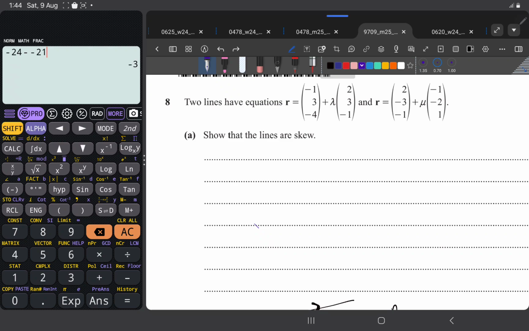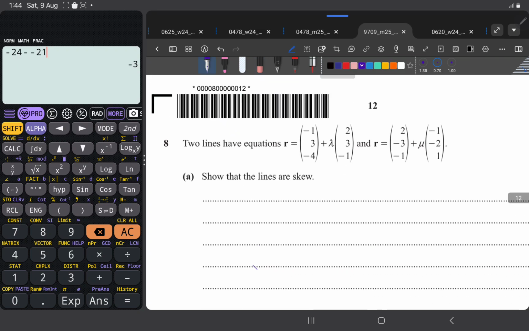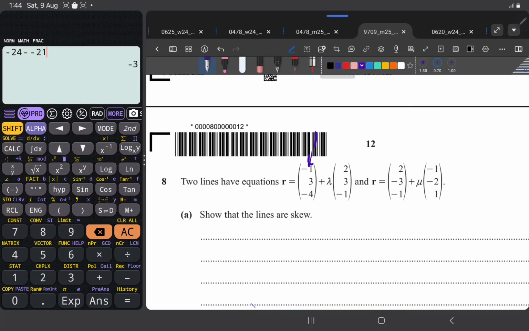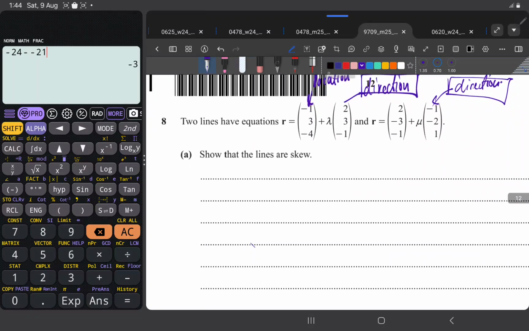Now, the order in which we check is, we first check if the lines are parallel or not. Then we check if the lines intersect or not. Good. So here we are going to check. When we're checking the lines, you should know that this part tells us the location at which a vector intersects a line, and this part tells us the direction. So we are focusing on this second part of your vector, which tells us the direction, when checking if two lines are parallel.